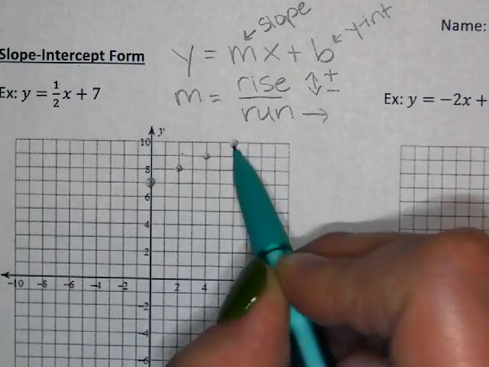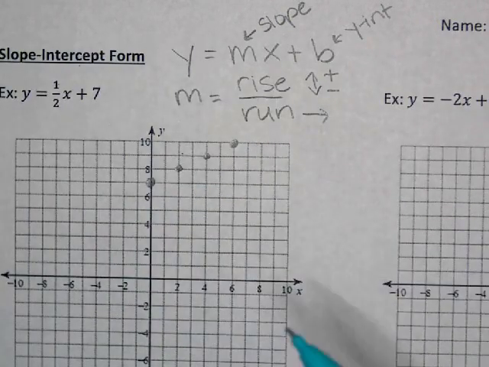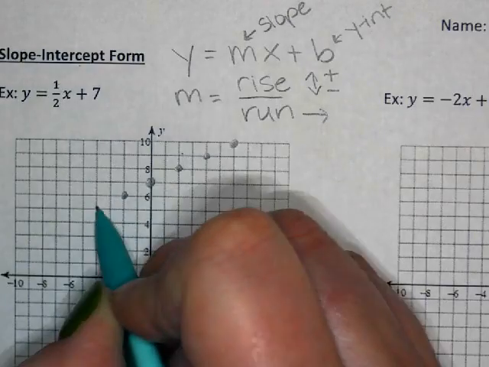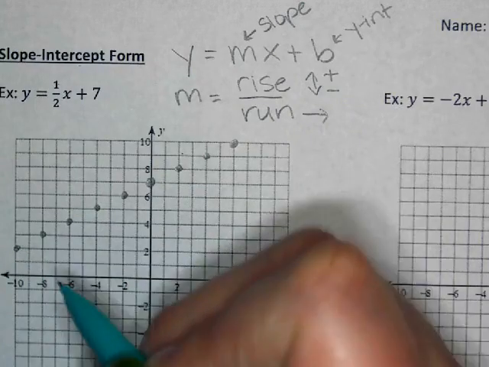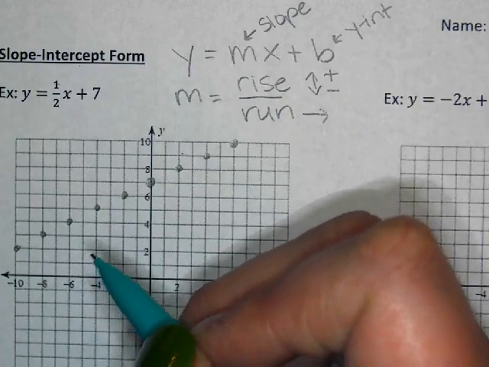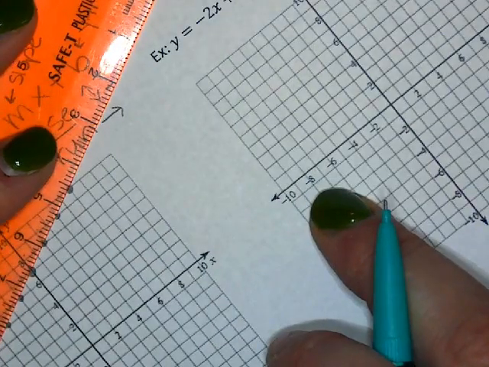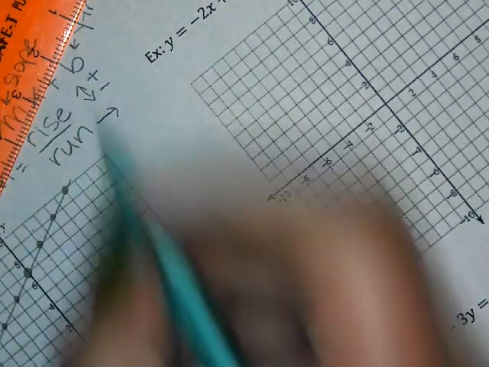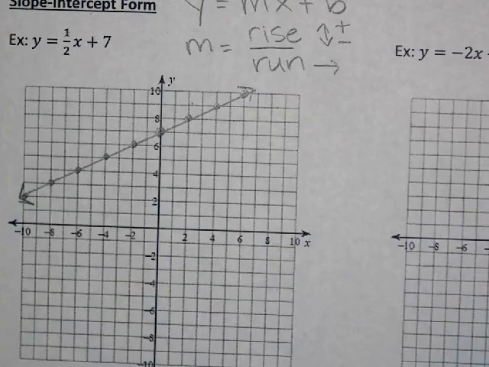Now, we ran out of space, so now we can do the backwards version. So the backwards version of up 1, right 2 is down 1, left 2. So down 1, left 2, down 1, left 2. Now, you don't have to put as many dots as I do. You just have to do like 3, 4 dots, and then you can use your ruler to connect the dots and make the line. And since lines go forever, we're always going to make sure that we put arrows on both ends of the line. We want to show that they go forever.